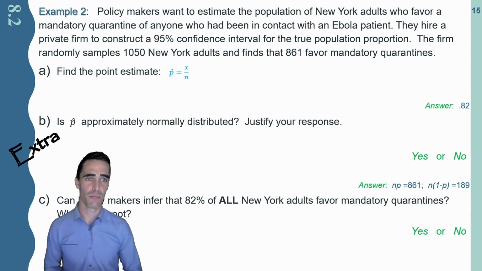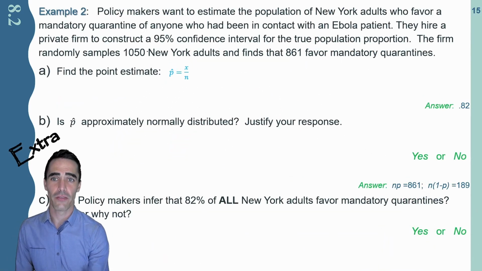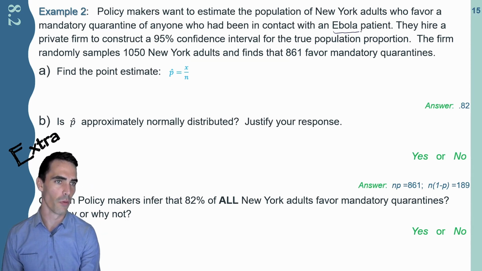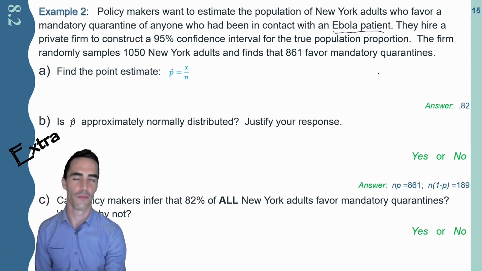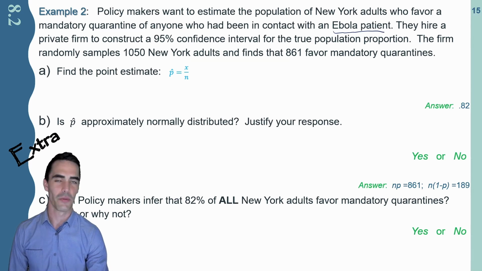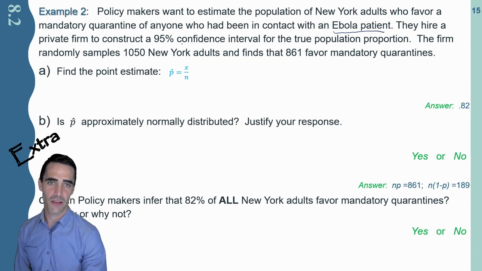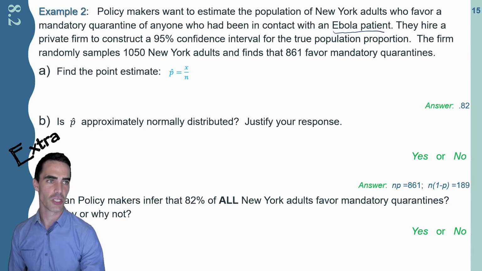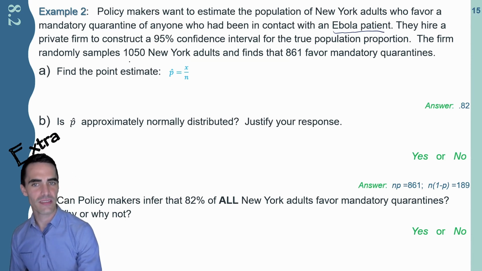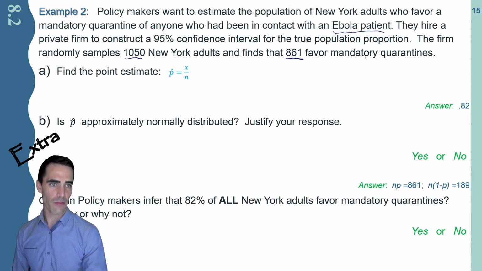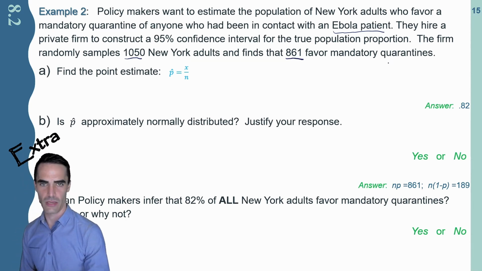Policymakers want to estimate the population of New York adults who favor a mandatory quarantine of anyone who has been in contact with an Ebola patient. Hopefully they'll talk to more than 45 individuals like we talked about earlier. They hire a private firm to construct a 95% confidence interval for the true population proportion. The firm randomly samples 1,050 New York adults and finds that 861 favor the mandatory quarantine.